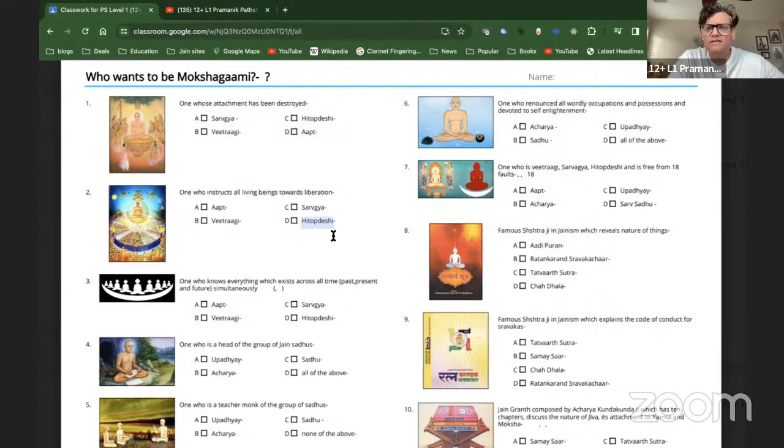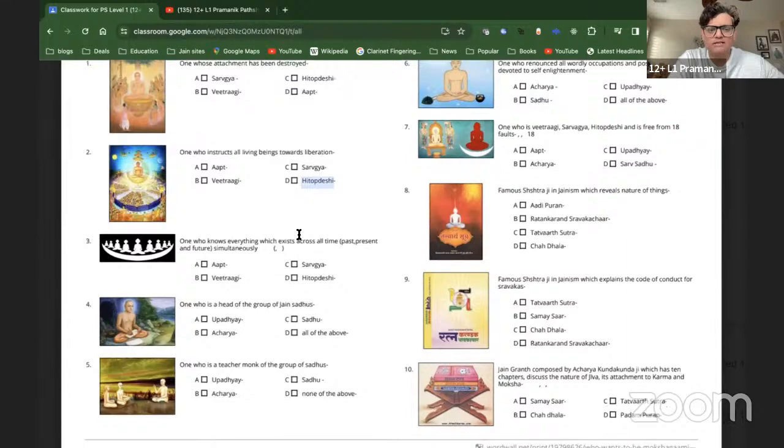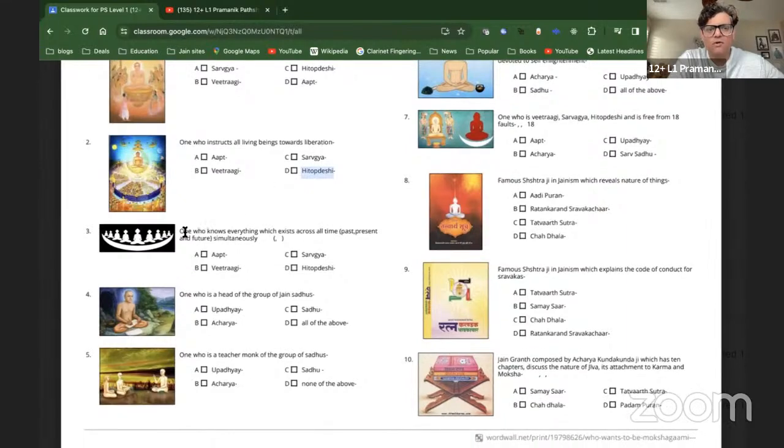Okay. So Hitopadeshi is the word for it, right? The one who shows us the right path are Hitopadeshis. That's the word. Now, one who knows everything which exists across all times, past, present, and future simultaneously. What is the word for them? Is it Apt or is it Sarvagya? Because Vitragi and Hitopadeshi we covered. Batao?